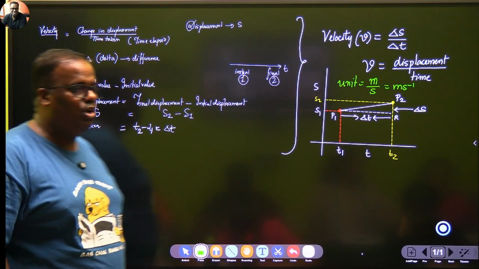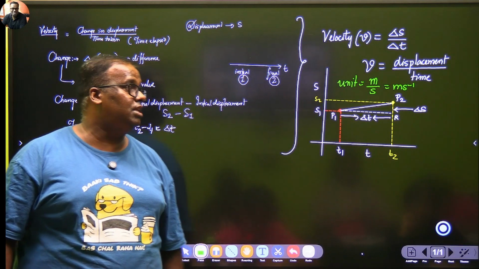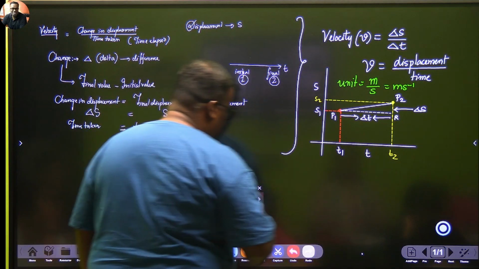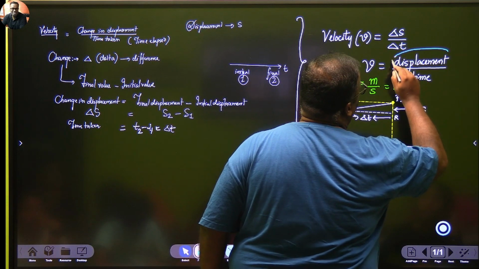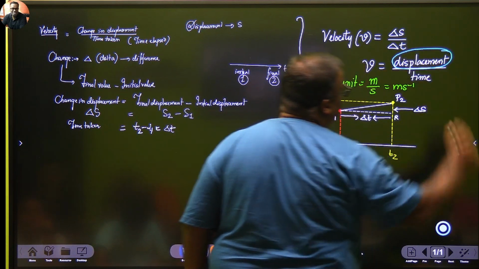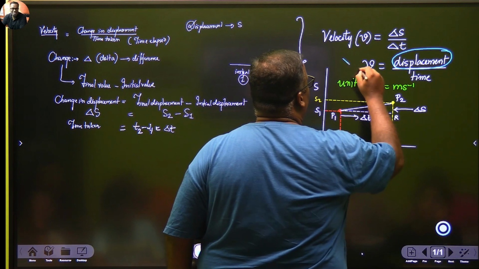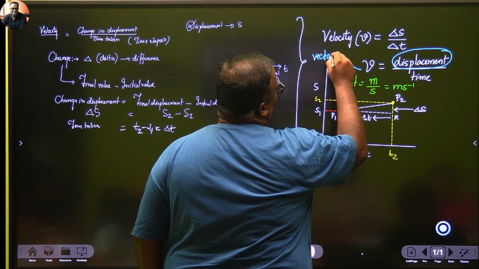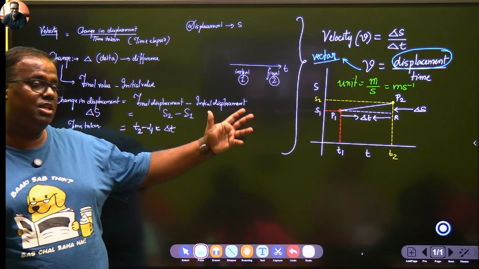Whenever a new quantity comes, you have to say the unit as well as the nature, whether it is a scalar or a vector. Now next question comes, ये scalar है या vector है? देखो तो इसको जन्म देने वाला parent क्या है? Displacement. Displacement क्या है? Scalar है या vector है? Vector है. So velocity is also a vector quantity. Now this is the first difference that is coming with speed. अब धीरे धीरे स्पीड के साथ कंपेयर करेंगे.